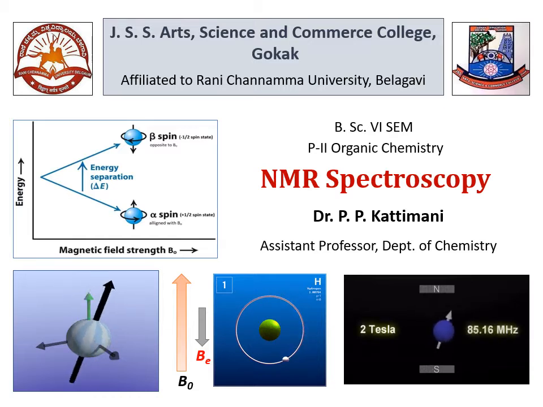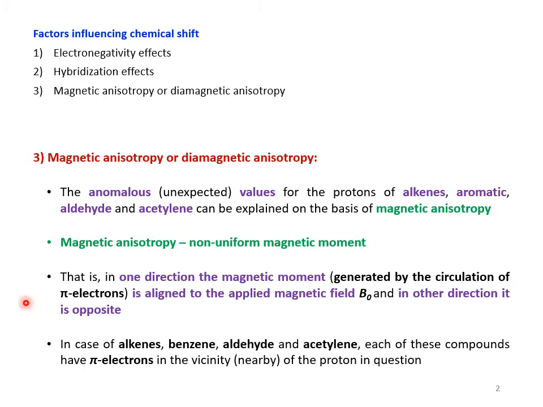So we were studying nuclear shielding and de-shielding effects. So we were studying the factors influencing the chemical shift. Previously we have studied the electronegativity effect and hybridization effect.